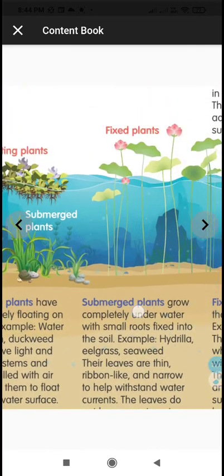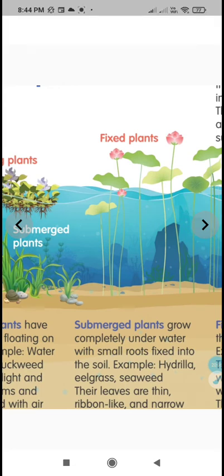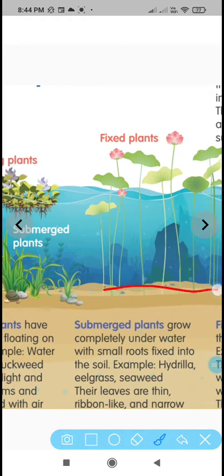Yes, the same pictures. You can see how fixed plants' roots are fixed in the soil, and only the flowery part and leaf parts can be seen up. And you can also see how floating plants have very small roots. And see, submerged plants are totally under the water, and their roots are very thin and ribbon-like, and their leaves are thin and ribbon shaped. All of these can be seen in this picture very clearly, children.